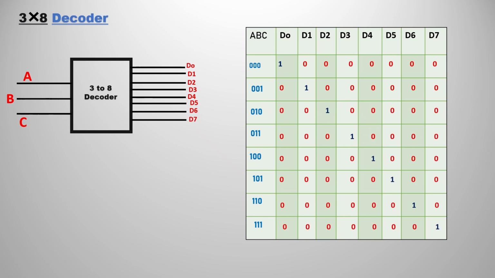In a similar fashion, suppose you take 111, that is a binary number. If you convert it to decimal, that is 7. So the decimal 7 is D7, and under that you have to represent 1. Likewise, if you take 110, that is 6, so D6 gets 1. If you take 101, that is D5. Similarly, you have to fill the whole truth table like this. You will get 1 elements diagonally. So this is the truth table of the 3 x 8 decoder.